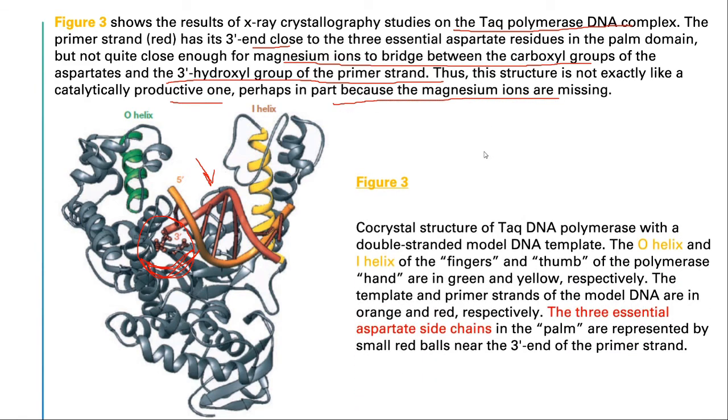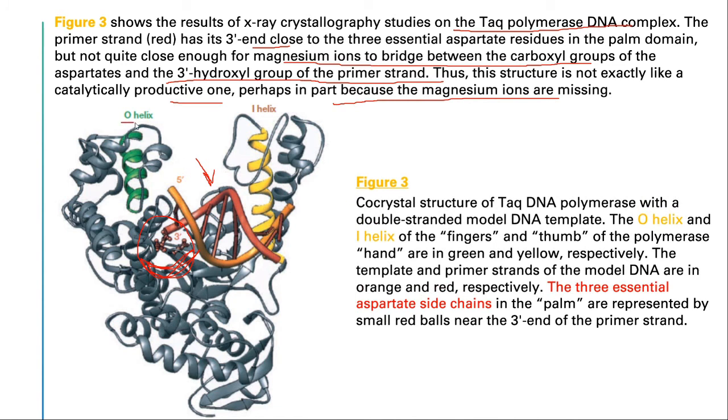In figure 3, we see that there is one O helix and another one, the I helix, of the finger and thumb. So that is the finger domain, and that is the thumb domain. The remaining one is the palm domain. The red one is the template strand, and the orange one is the non-template strand. The three essential aspartate side chains in the palm domain are represented by small red balls near the 3' end of the primer strand.